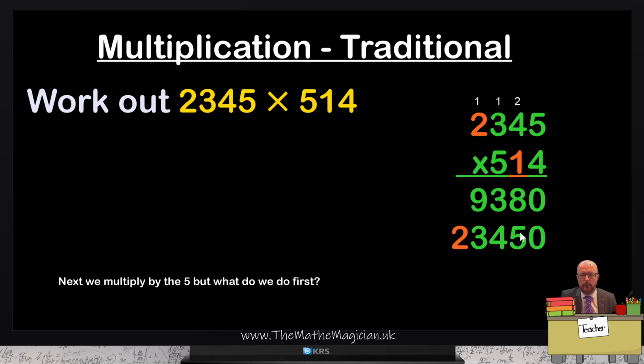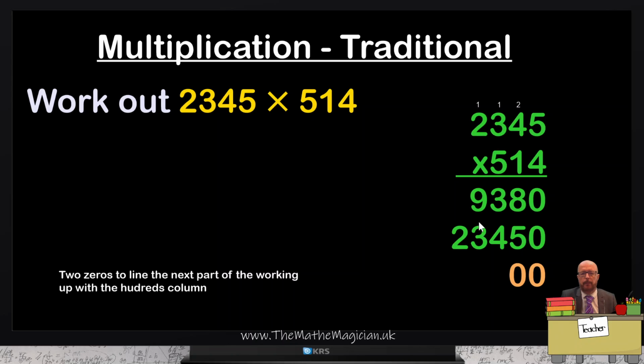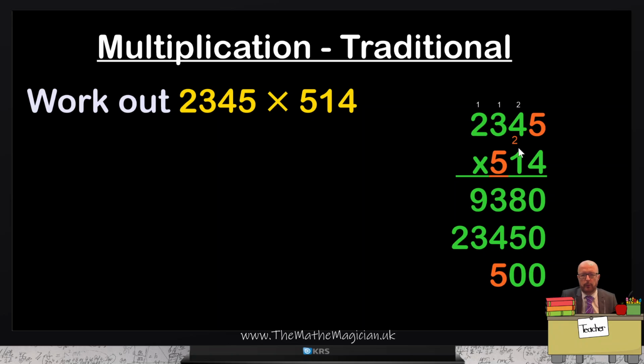So we need to put 2 zeros in. If you think about it, 500, it's got 2 zeros in it. So we put 2 zeros in. Just a little trick. Now it lines up. 5 times 5 is 25. 5 down, and I've just written the 2 underneath so we can see it clearly. 5 times 4 is 20. Add on the 2 is 22. 5 times 3 is 15. Add on the carry 2 is 17. 5 times 2 is 10. Add on the 1 is 11.